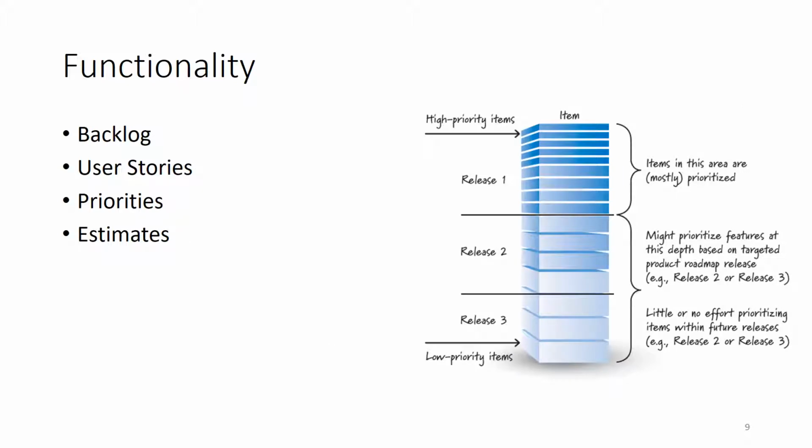The core building block of Agile is, of course, the functionality, called the backlog. The backlog is a list of user stories, and a user story is a simplified requirement.